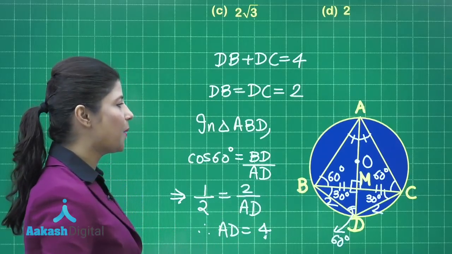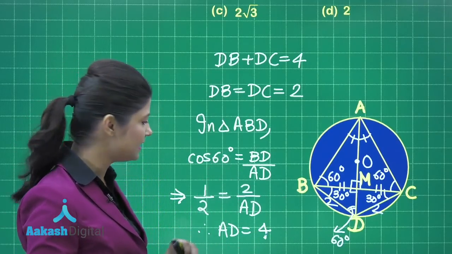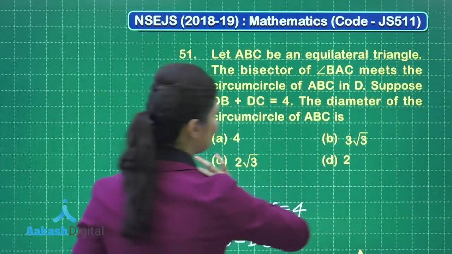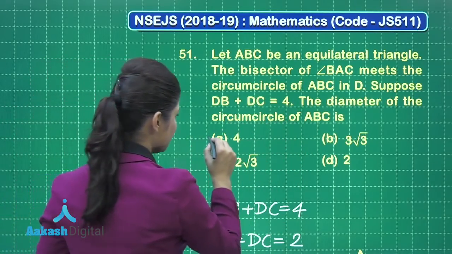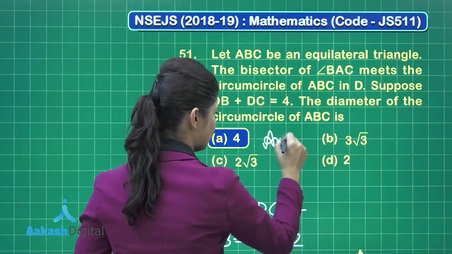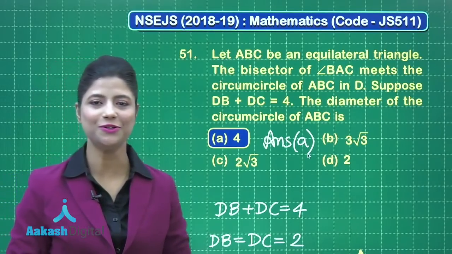So I obtain the required answer for this question, that diameter of this circumcircle of triangle ABC is measuring 4 centimeter or 4 units. So out of these 4 options provided here, I can clearly say that the diameter of circumcircle of ABC is 4. So the correct answer for this question is option A. I hope it is clear to you. Now let's proceed to our next question.